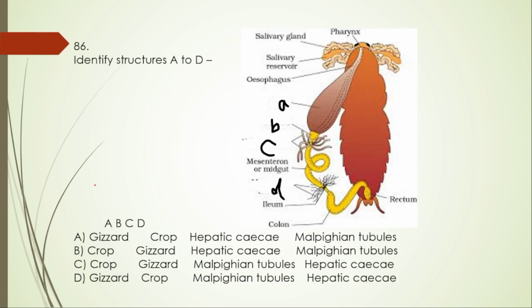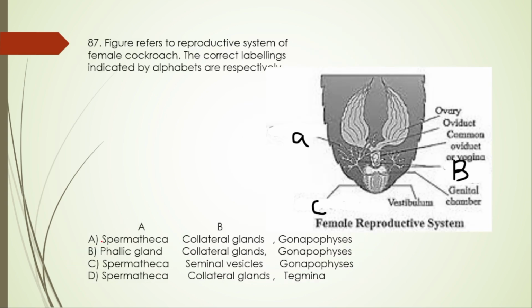Here the diagram is given, A, B, C and D. What is A, what is B, what is C and what is D? 86th question, from A to D, identify the parts. Here A is crop, and B is gizzard, C is hepatic caecum, and D is malpighian tubules. So A is crop, gizzard, hepatic caecum, so option B is right here with respect to this diagram.